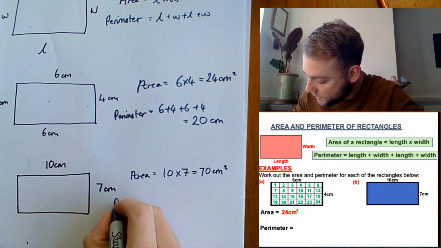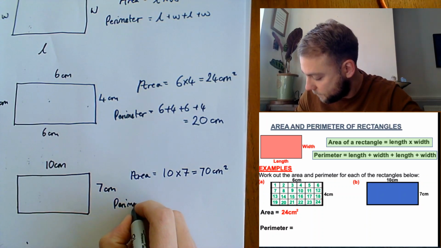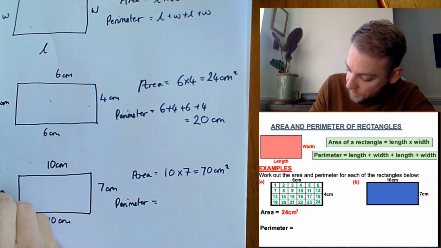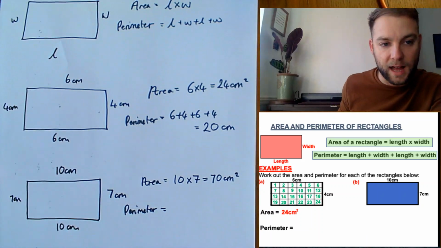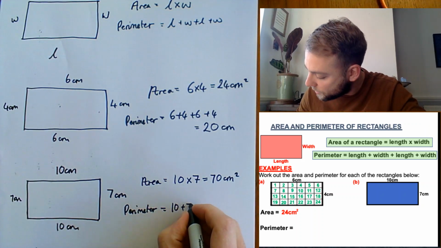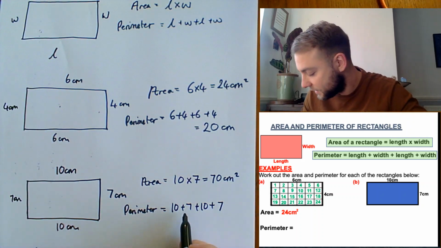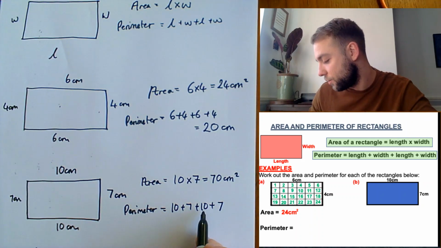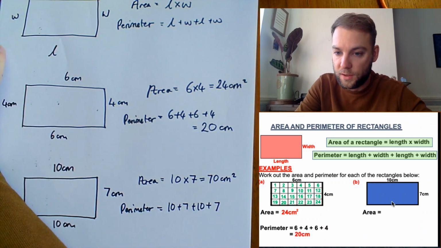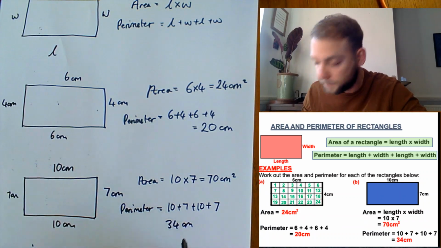And the perimeter is equal to all of these sides. We need to put these extra sides on here. We can't forget those, okay? So it's going to be 10 plus 7 plus 10 plus 7. Well, 10 plus 7 is equal to 17. Plus 10 is equal to 27. Plus another 7 is equal to 34 centimetres all the way around there, like so.